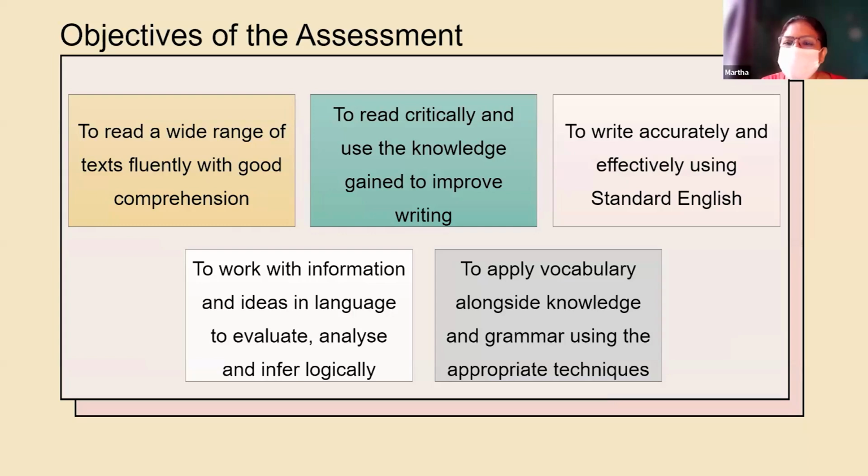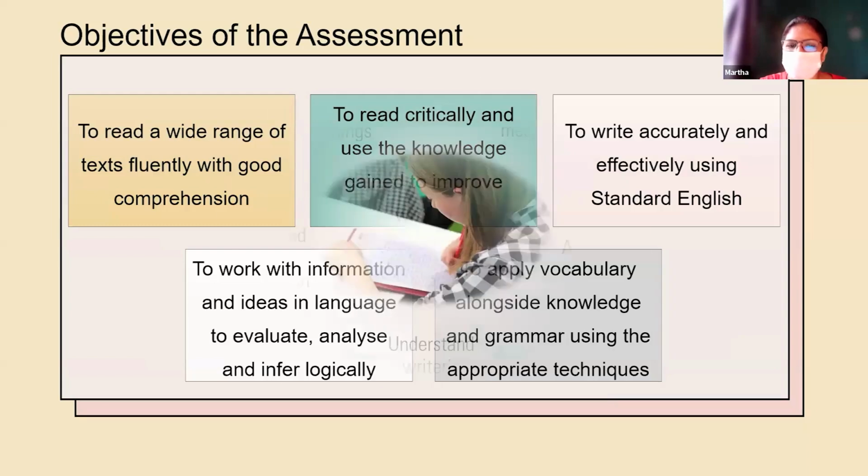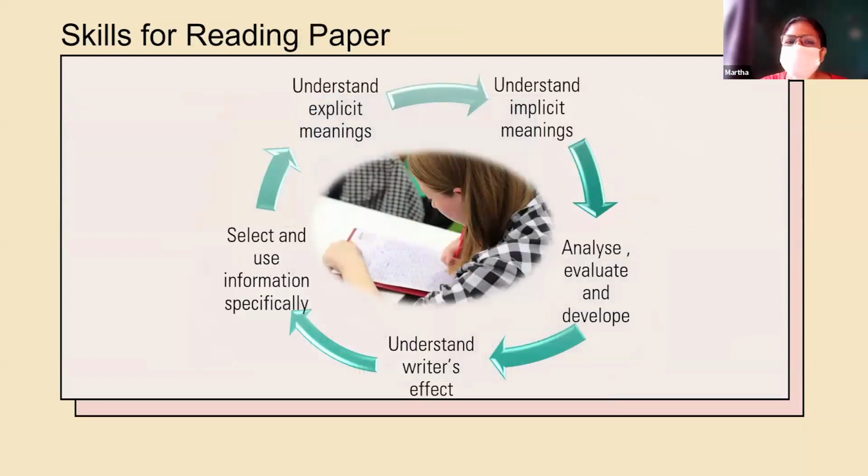They have to write accurately, and they have to work with all the information within the text to get the idea of the language. And then also there's vocabulary involved. Now, what are the skills needed for this paper? They have to understand explicit and implicit, that means hidden meanings and obvious meanings in the text.